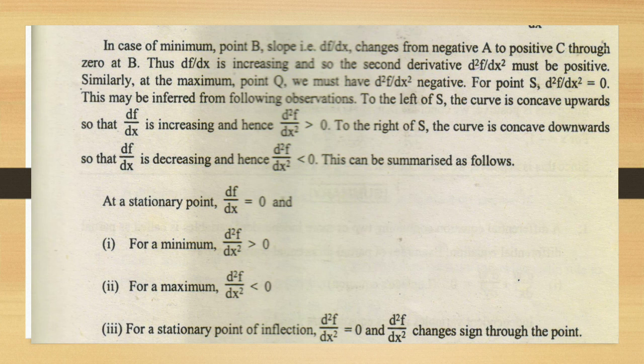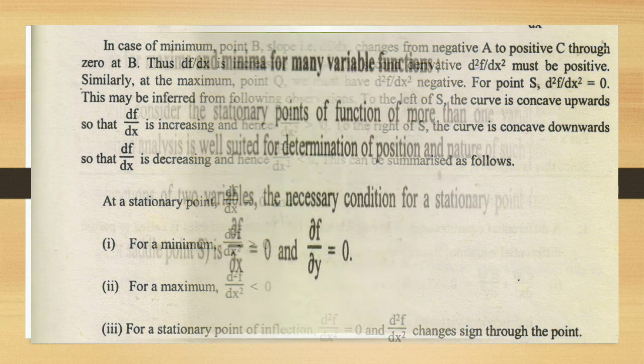At a stationary point, df/dx is equal to 0, and for a minimum, d²f/dx² is greater than 0. For a maximum, d²f/dx² is less than 0, and for a stationary point of inflection, d²f/dx² is equal to 0, and d²f/dx² changes sign through the point.